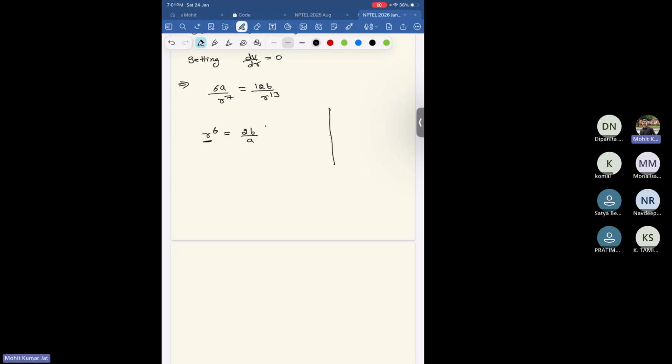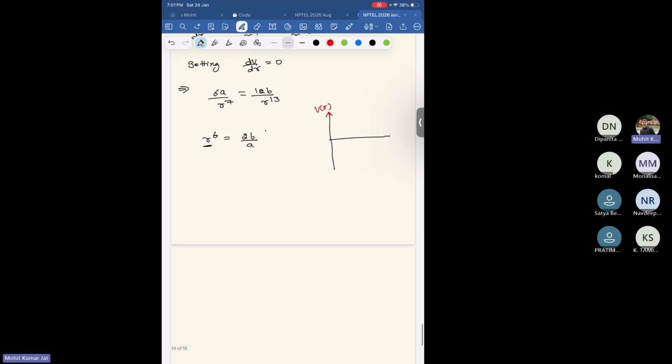So if I draw the potential form, I'm drawing the potential V(R) as a function of R. The potential has the form like this, and this is the point where del V by del R is 0, and this is 2B by A. This is what it means. In this region your potential is repulsive, because it's positive. Here it's attractive, and here it's the minima.